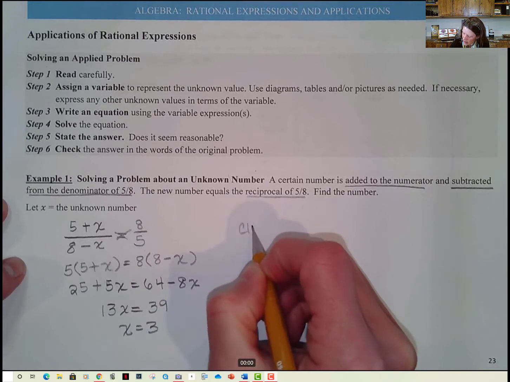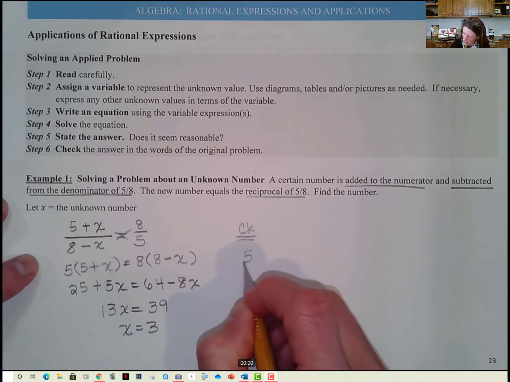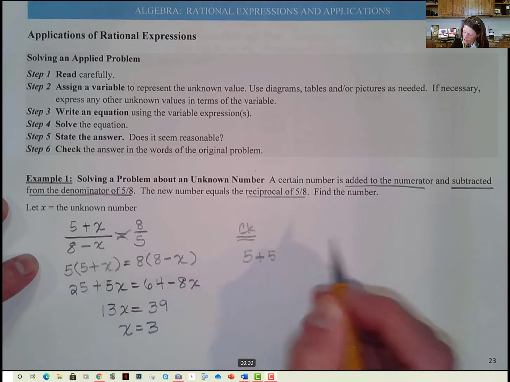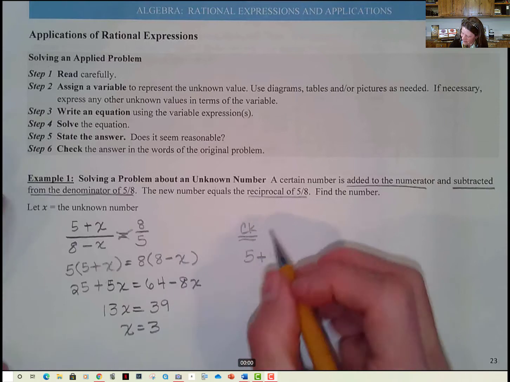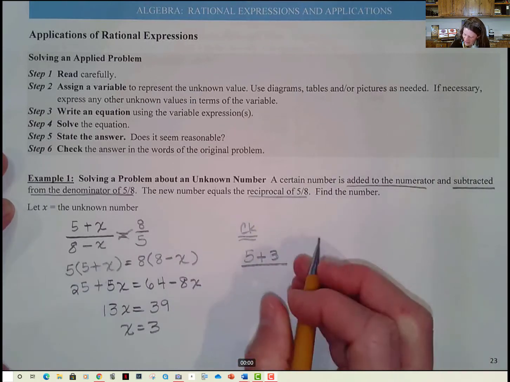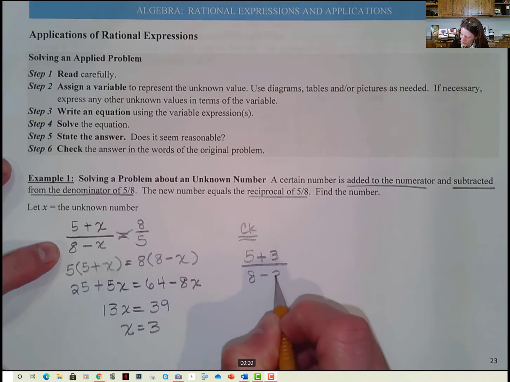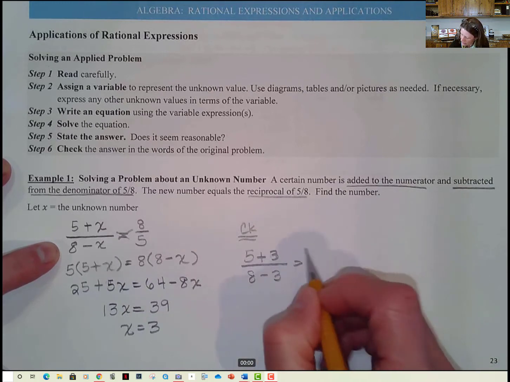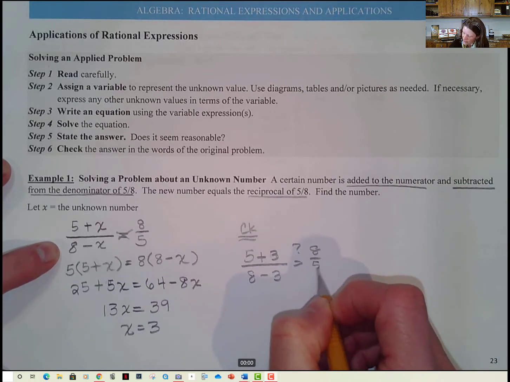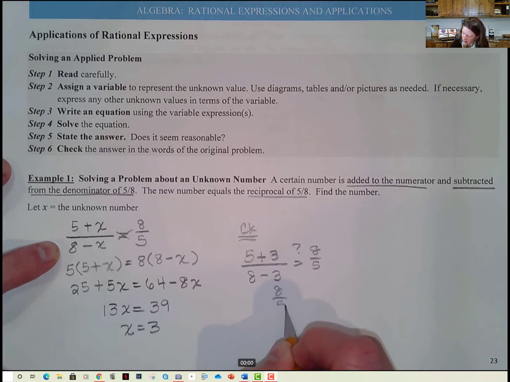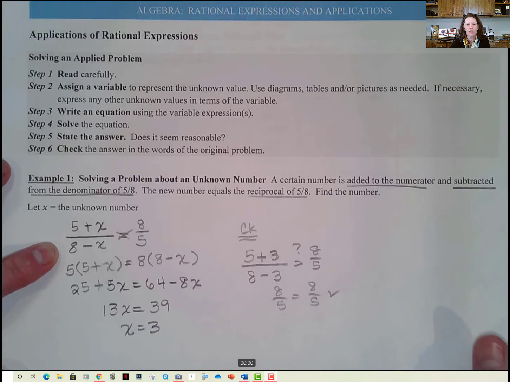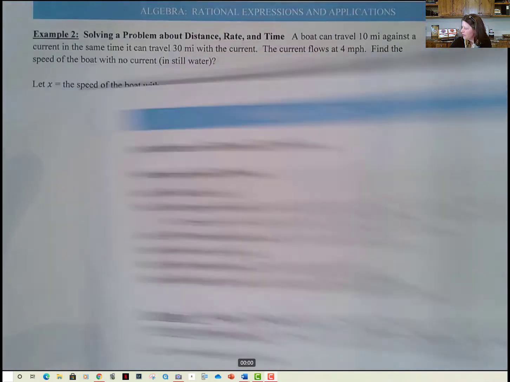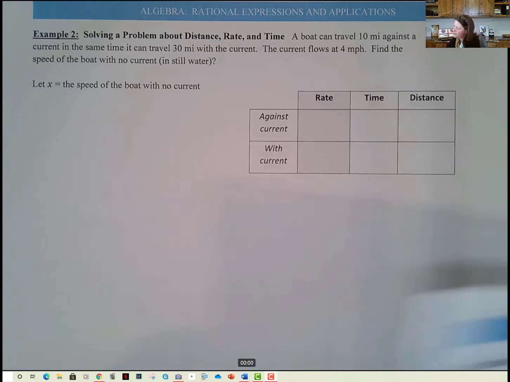Now let's check that and see if it makes sense. In our original equation, is 5 plus 3 over 8 minus 3 really equal to 8/5? And we can see that it is indeed a true statement. 8/5 is equal to 8/5. So the number 3 should be added to the numerator and subtracted from the denominator of this rational expression.